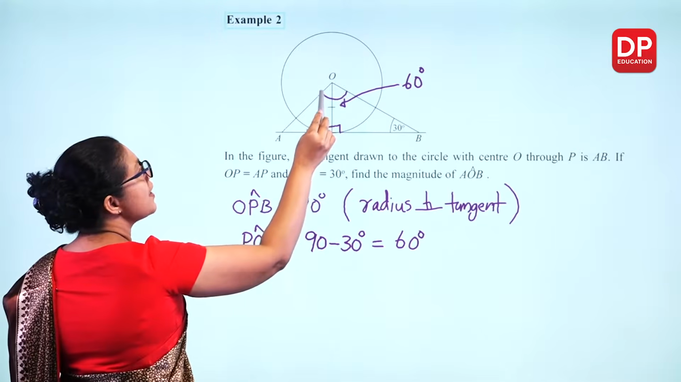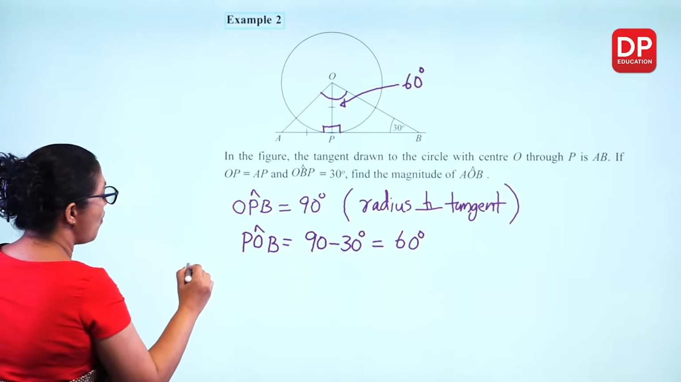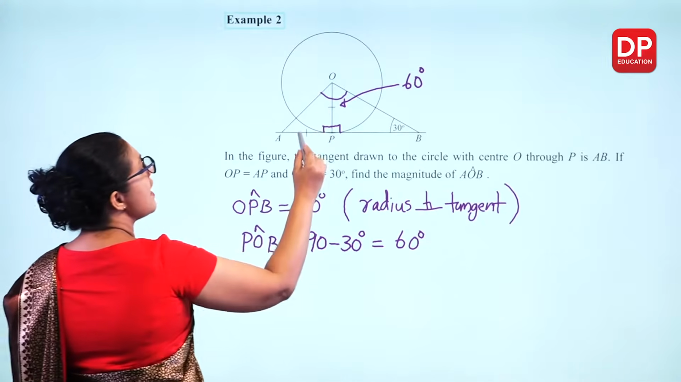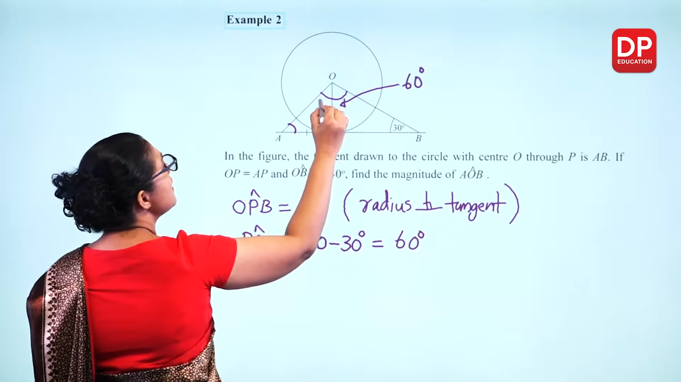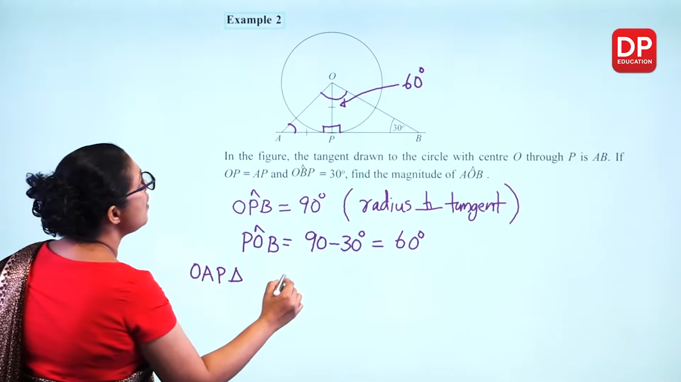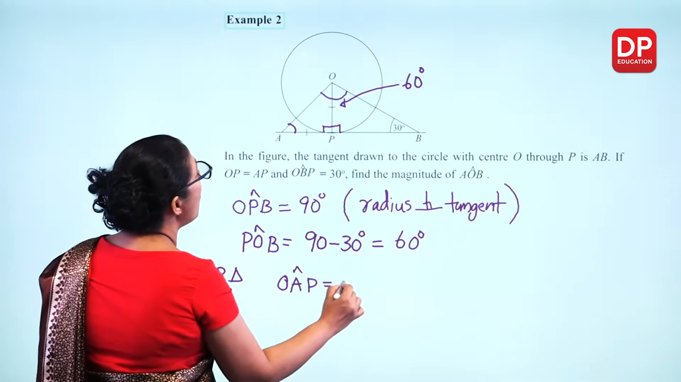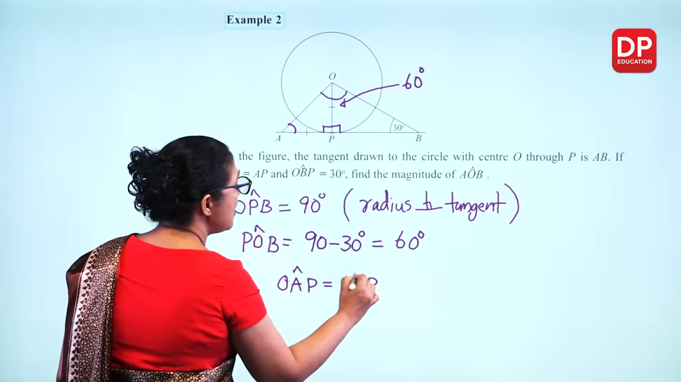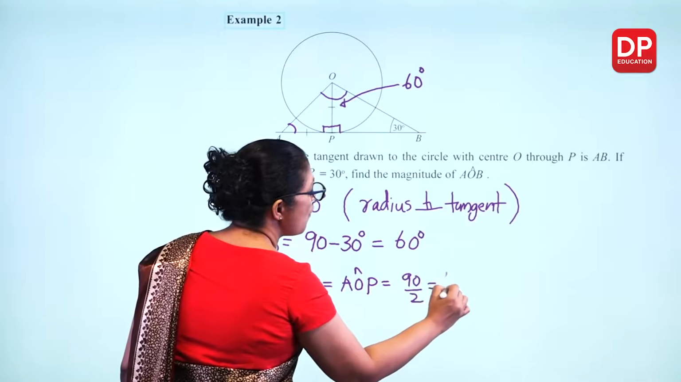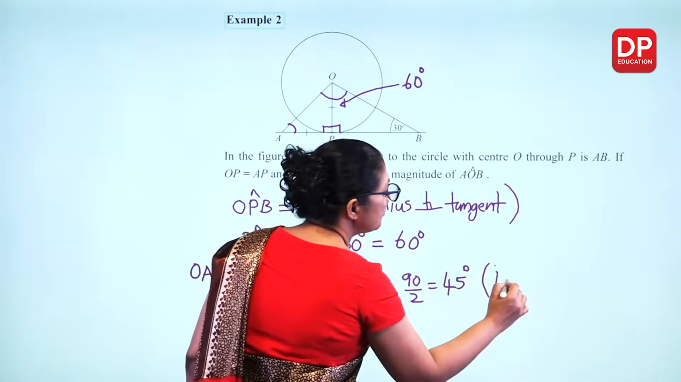Now we need to find out this angle. Now look at triangle OAP. These two lengths are equal, means this is 45 and this is 45 because 90 divided by 2. So we can write down angle OAP or angle AOP, both are 90 divided by 2. That's 45 degrees because of isosceles triangle.